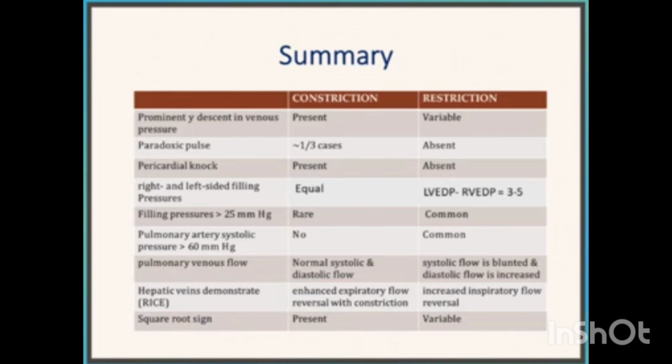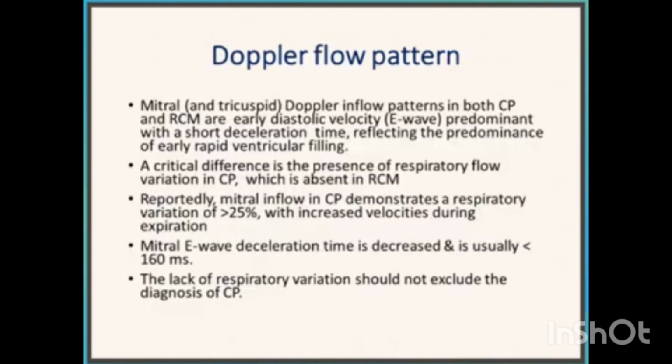The square root sign is present in both, but it's more predominant in constrictive pericarditis. Now if you see the Doppler differences between them, the mitral Doppler inflow patterns in both CP and RCMP show a prominent early diastolic wave, that is the E wave, with a short deceleration time. It reflects predominantly early rapid filling. A very critical difference is the absence of respiratory variation in restrictive cardiomyopathy.